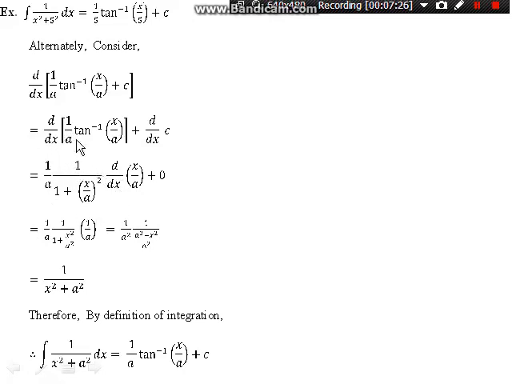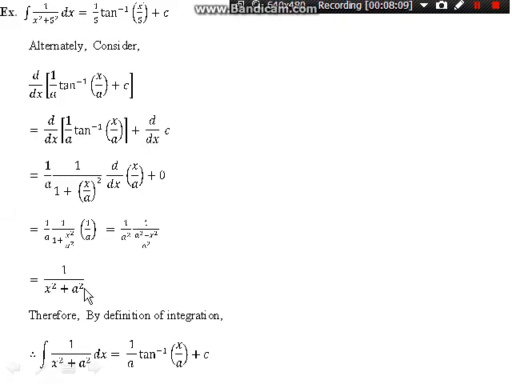तो derivative of first term क्या हो जाएगा? That is 1 upon a, then 1 upon the derivative of tan inverse x upon a, that is 1 upon 1 plus x upon a whole square. Here we have to apply the formula 1 upon 1 plus x square, the derivative of tan inverse x. Okay, and the derivative of x by a, what is it? 1 upon a, and the derivative of constant is 0. So we will get the answer here now. The final answer is 1 upon x square plus a square.